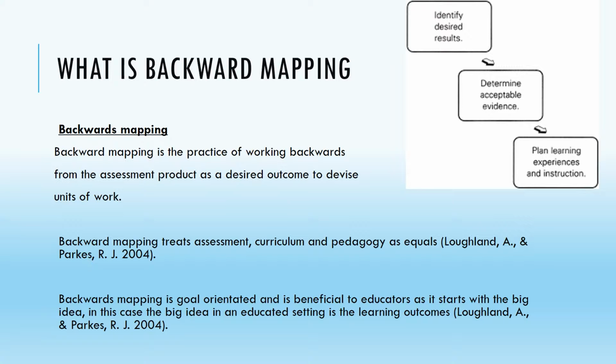Wiggins and McTighe describe 3 distinct steps in the process of backward mapping. The steps for backward mapping are: 1. Identify the desired results and outcomes. This can include reviewing the curriculum expectations and set goals. 2. Determine acceptable evidence. This means to gather accessible items to assess for learning outcomes. Step 3. Plan learning experiences, such as resources, what pedagogy to use, and what skills and knowledge students need to achieve a desired goal.